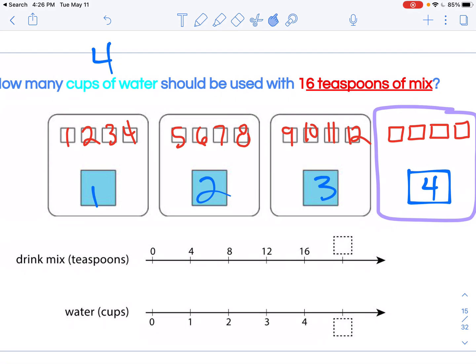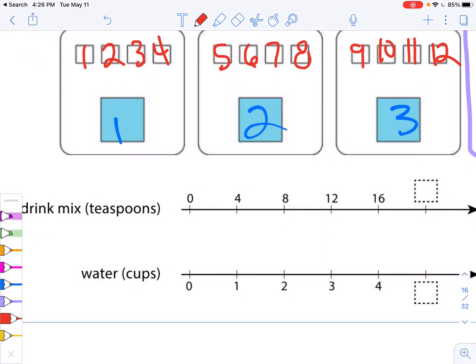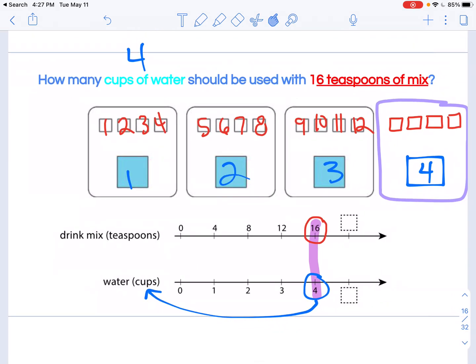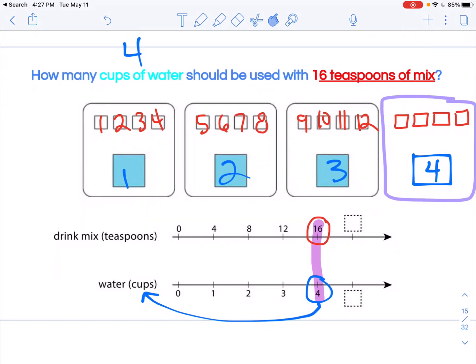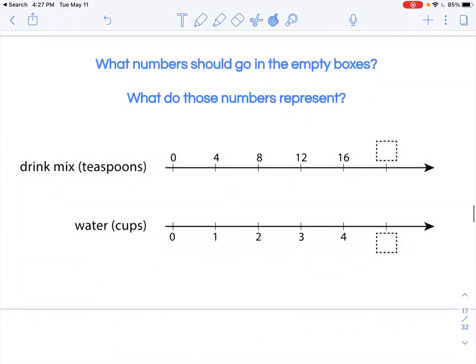Using the double number lines, I need to find 16 teaspoons of mix. So that's on the top line. Circle the 16. So to find my answer, I'm going to go right below, 4, and go over, 4 cups of water. That's the same as our ratio diagram, and it's the same as what I wrote up above the words. All right. What about this question? What number should go in the empty boxes?